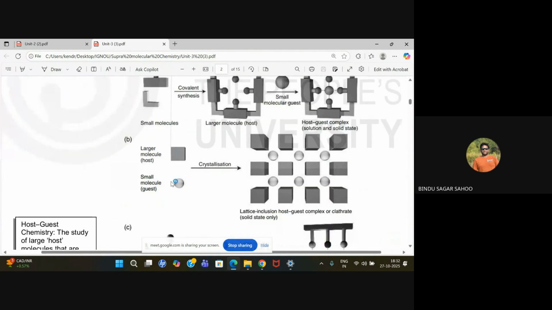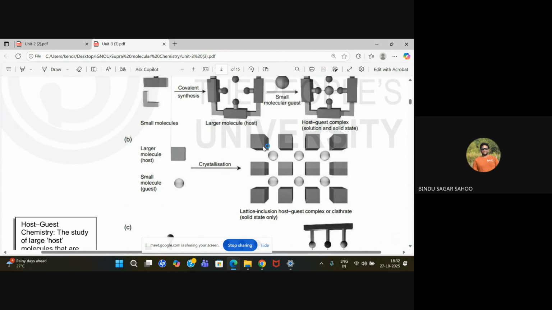Similarly, the larger host molecules can also combine with the guest molecules. They undergo a crystallization process, and the structure is similar to the structure of sodium chloride, NaCl. We can consider one to be a cation and another to be an anion. Or you can recall the types of semiconductor, P-type semiconductor or N-type semiconductor. The structure will be equivalent.